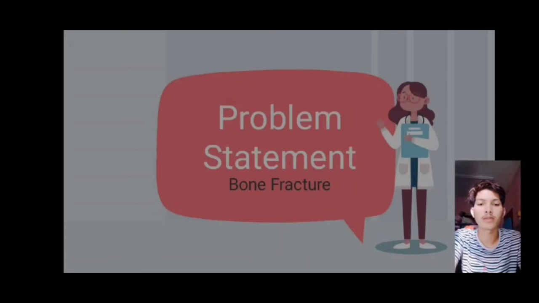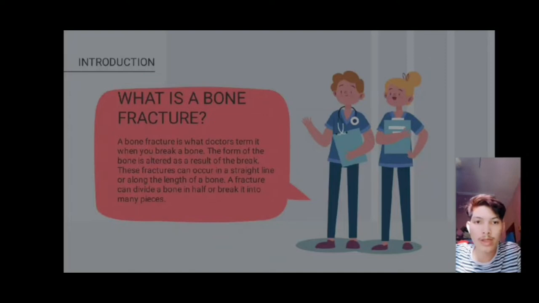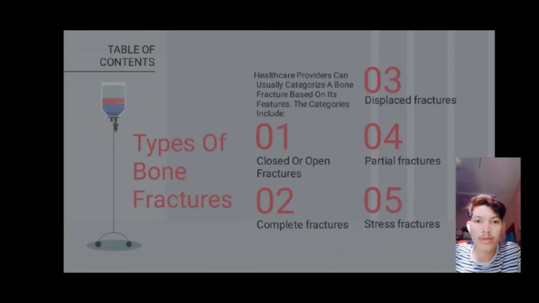I will present about the problem statement, bone fracture. Bone fracture is what doctors call it when you break a bone. The form of the bone is altered as a result of the break. There are 5 types of bone fracture: 1. Closed or open fracture, 2. Complete fracture, 3. Displaced fracture, 4. Partial fracture, and lastly, stress fracture.